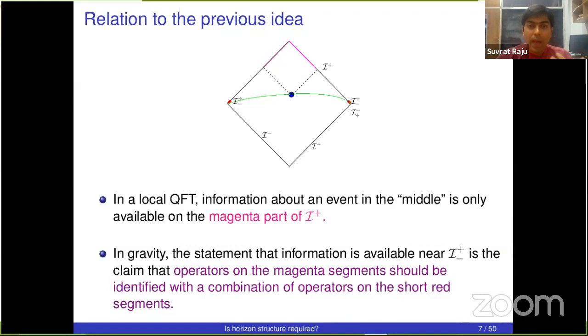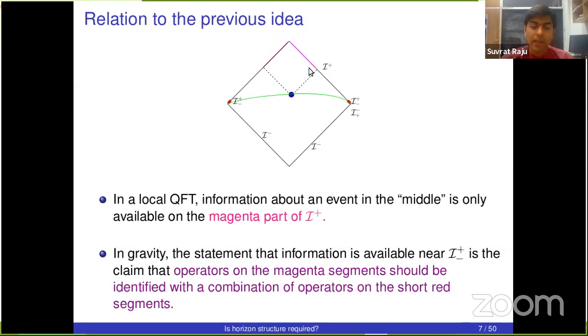You see, if you had a local quantum field theory in flat space, and you thought about an event in the middle of flat space where you set up the origin of coordinates, which is described by this blue dot, then information about that event is only available on these magenta parts of future null infinity. In particular, if you look at some region here, which is near the past boundary of future null infinity, the operator that creates this event commutes with the operators near the past boundary in a local quantum field theory. And so the information would only be available in these regions in the future.